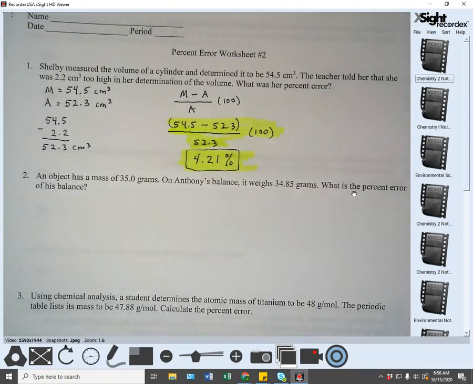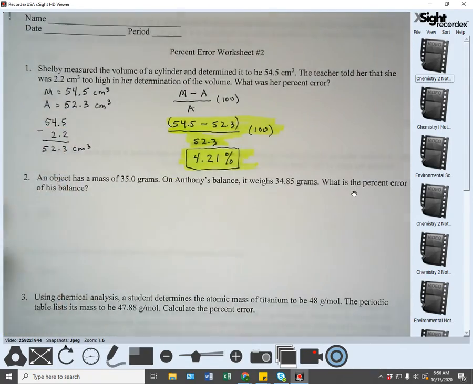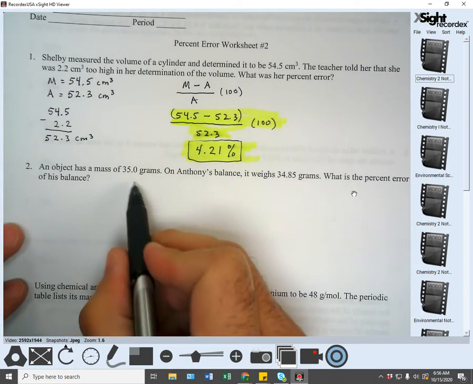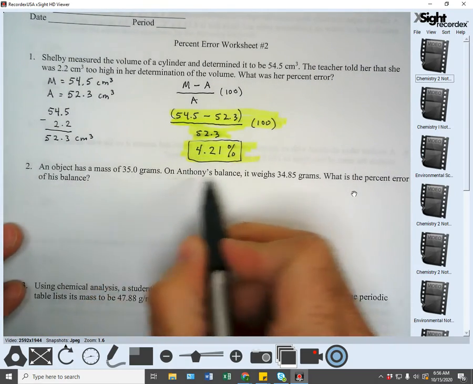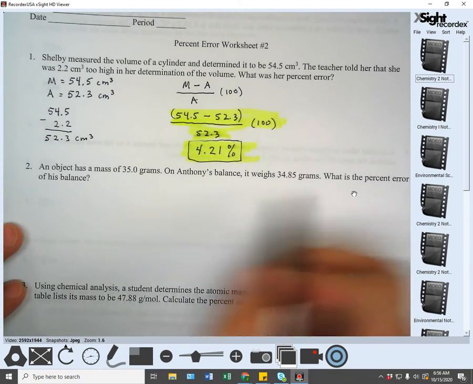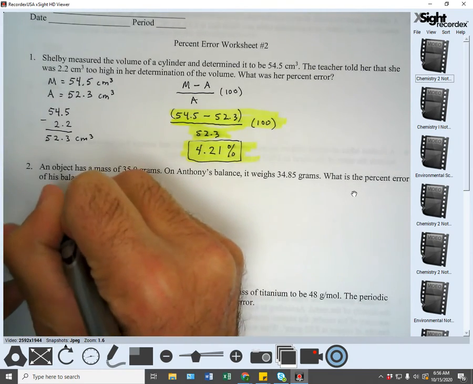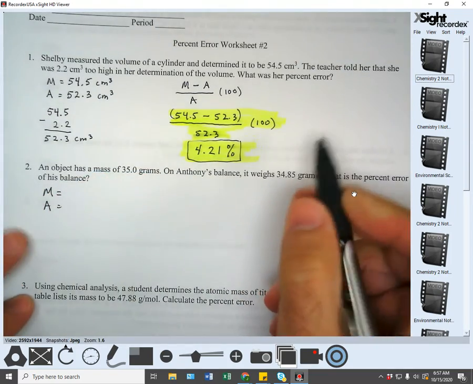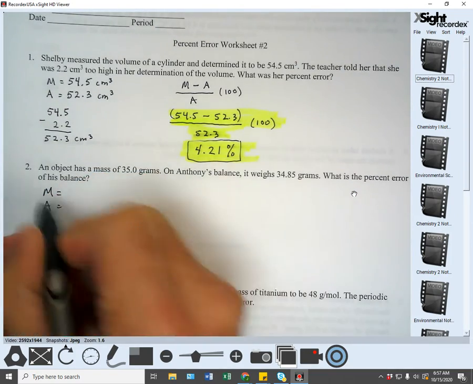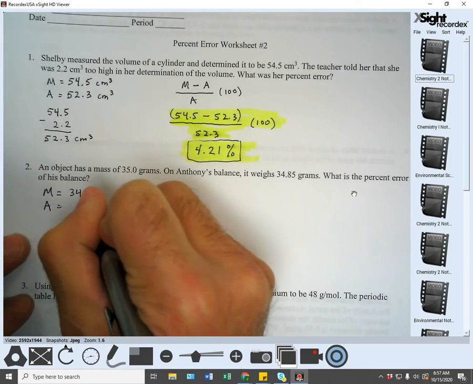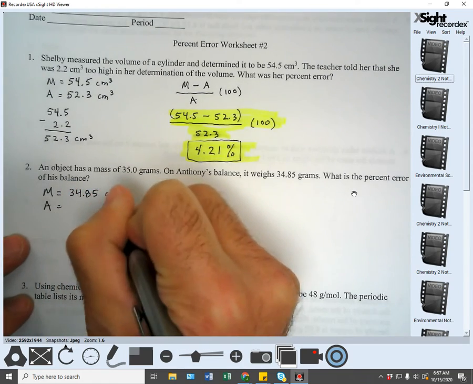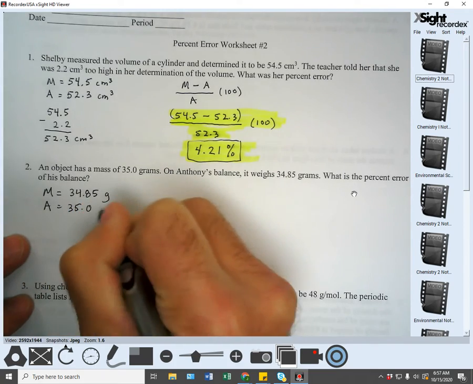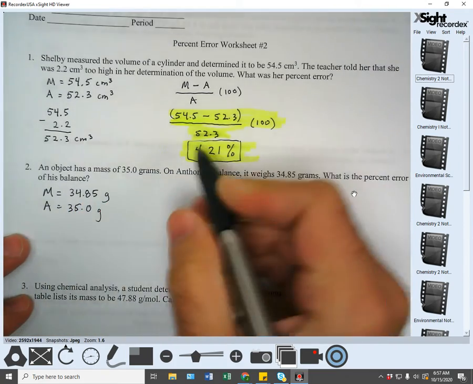There's something on this one that I want to point out to you guys too. An object has a mass of 35 grams. On Anthony's balance, it weighs 34.85. What is the percent error of his balance? So, still doing percent error. My measured is the 34.85. The actual is the 35. Okay, so I'm going to put that in the equation.